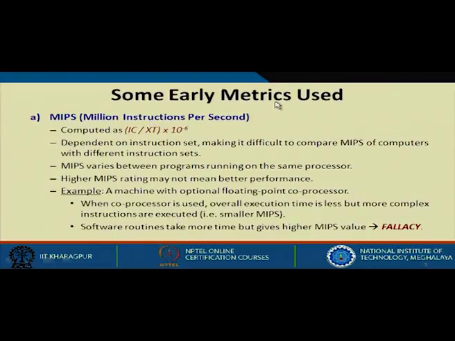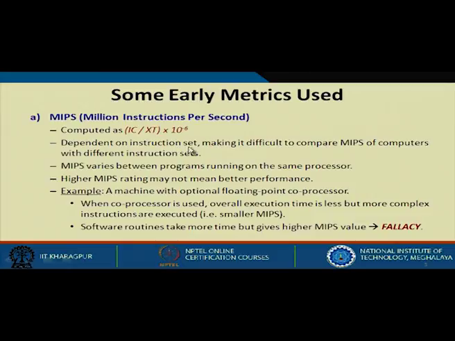So, let us see some early metrics that are used. One is millions of instructions per second. This is computed as instruction count divided by execution time times 10 to the power minus 6. So, basically we are trying to get how many millions of instructions are executed per second.